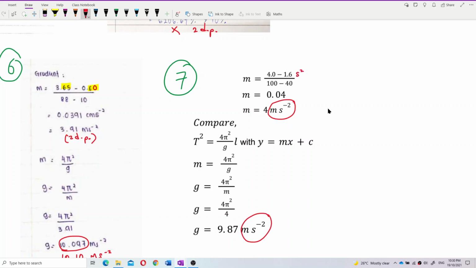This is second square. Divide by what? By meter. This is centimeter. You also didn't say what this unit is. How can it suddenly change to meter per second square? You also don't know what unit this is. This is second square per centimeter. Then you change to this one. The unit is also wrong already.